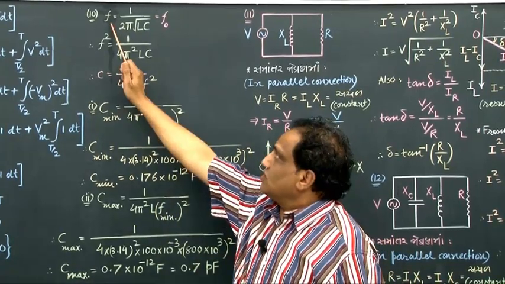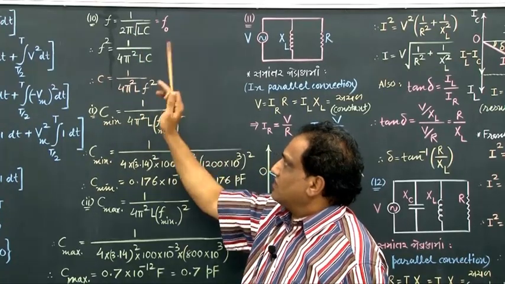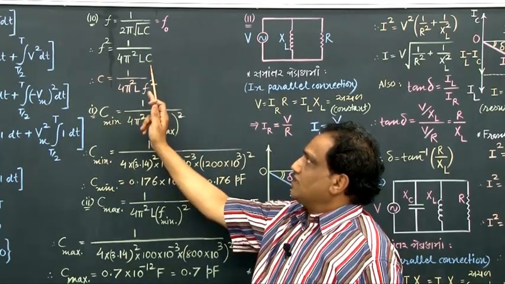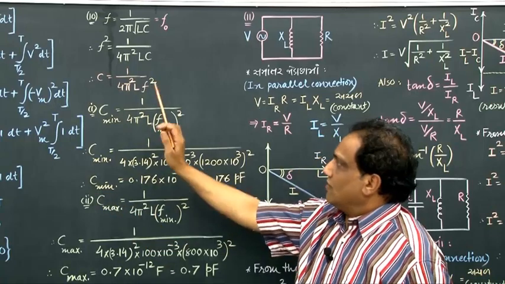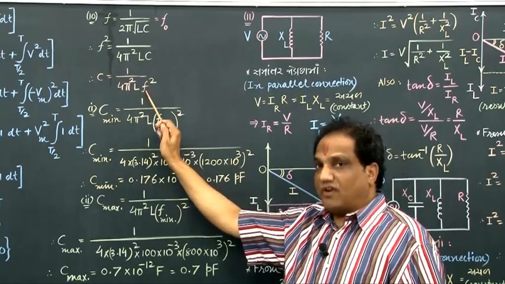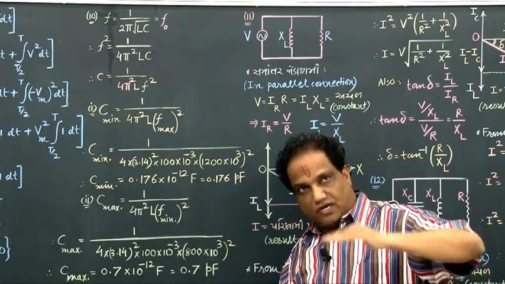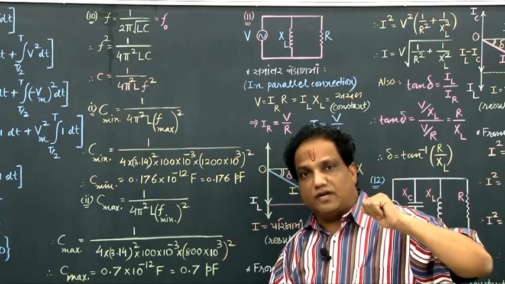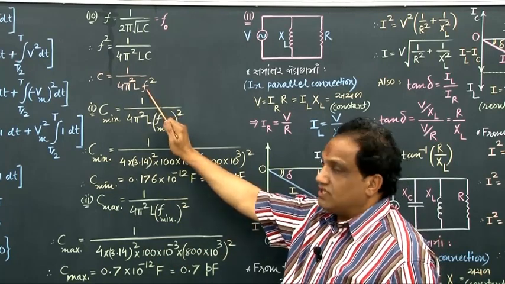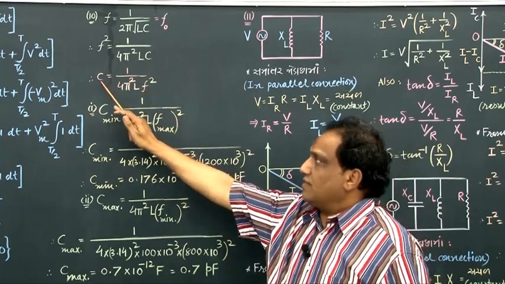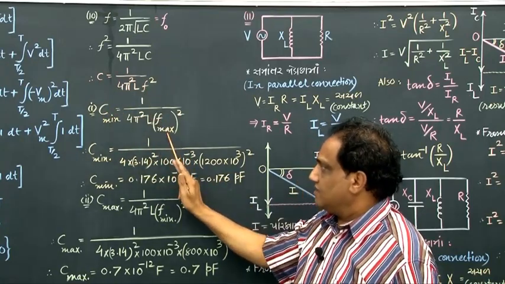Fine. Now take the square, so f square will be 1 upon 4 pi square LC. When you take the square, the square root will vanish, giving you LC. Now we want the capacitance value, so make it the subject of the equation. Transfer this f square to the denominator. Now tell me, we are given a range of frequency from 800 kilohertz to 1200 kilohertz. In this range, naturally 1200 kilohertz is maximum. So when you write the maximum frequency value, you are supposed to get the minimum capacitance. That's why I am writing C minimum, and here I am writing f maximum, correct?